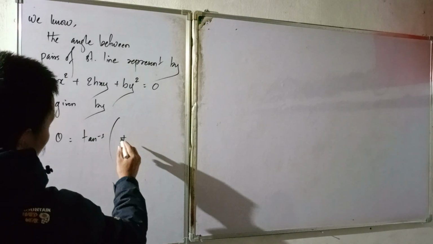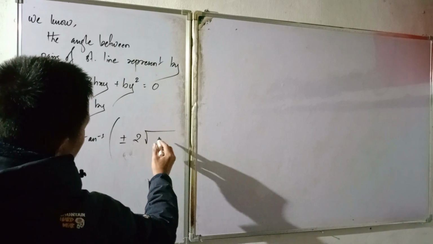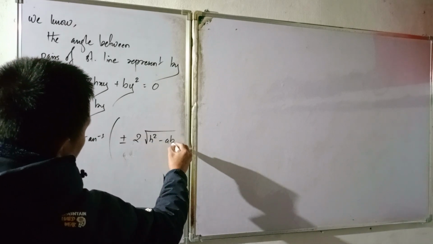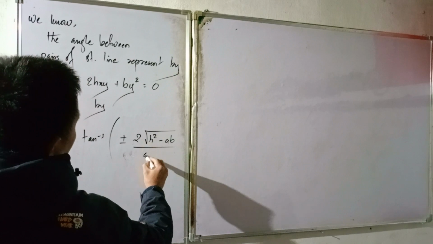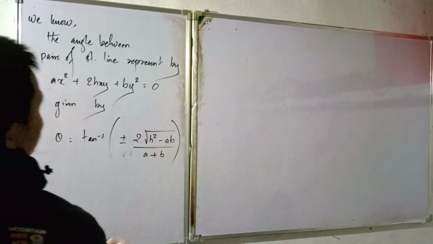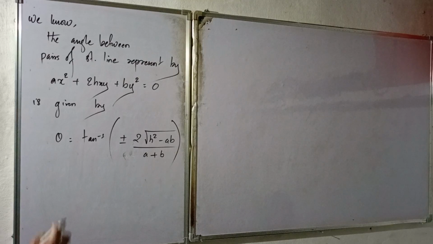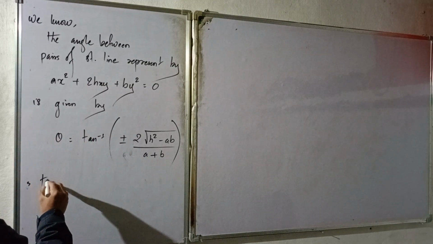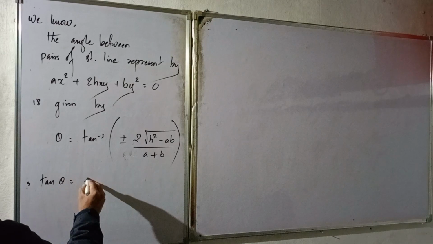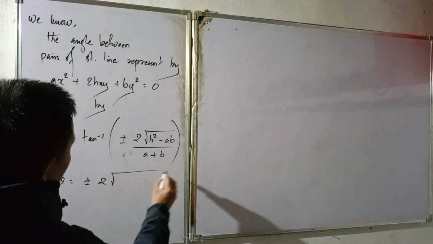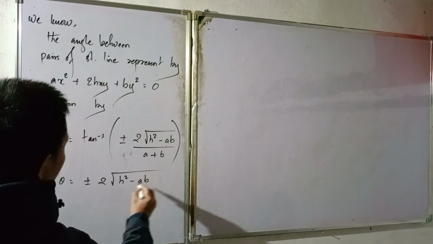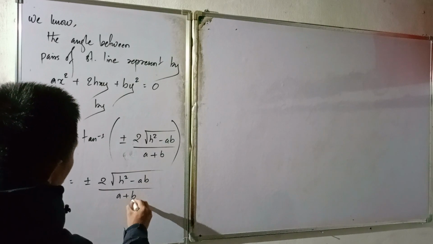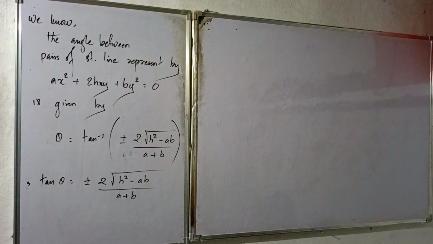You must know this formula. Just revise this formula: under root h squared minus ab divided by a plus b. This gives the angle between the pair of straight lines represented by this equation. Or you can also write, if tan inverse is moved to this side, then tan theta equals plus minus 2 under root h squared minus ab divided by a plus b.